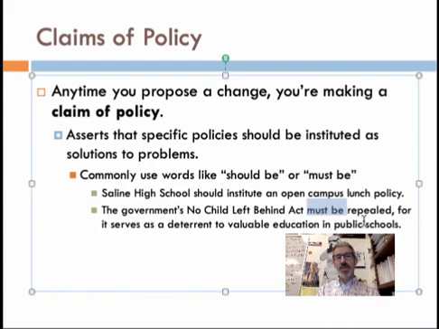Okay, so we've got our three types of claims. We've got a claim of fact, claim of value, and claim of policy. Now you're going to get out your homework, and there's a series of claims, and you have to identify which one of the three each one of those claims is. Okay, see if you can do that.